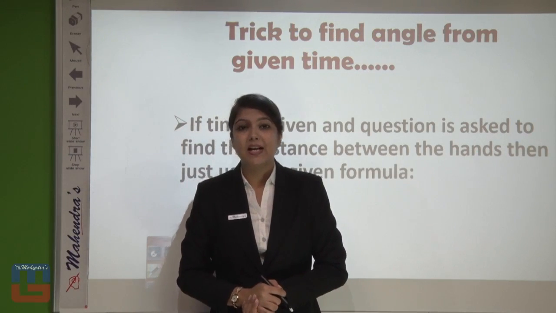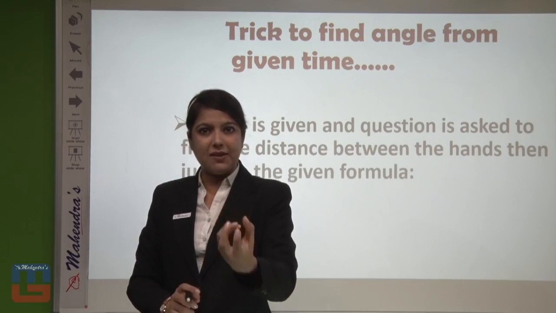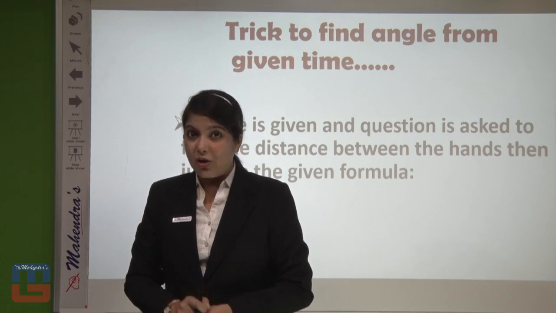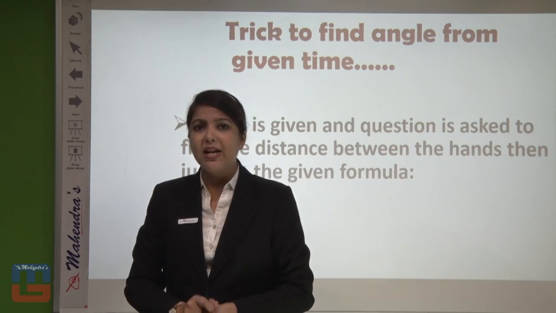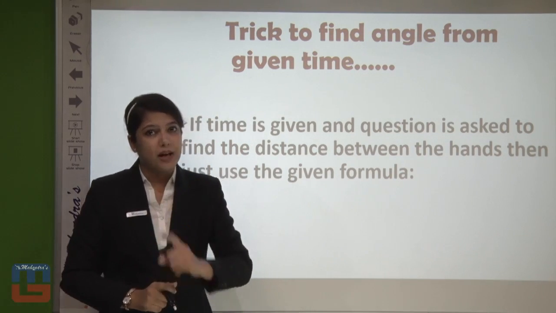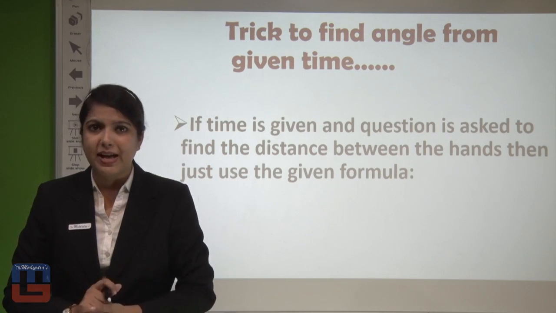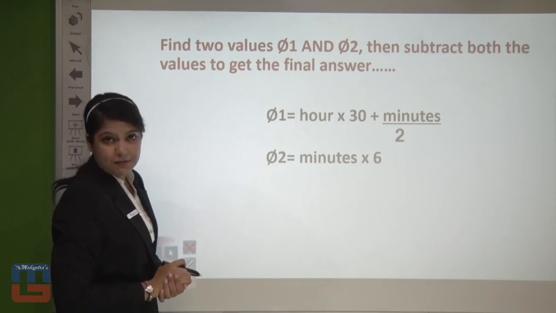Trick to find angle from the given time. A time value would be given to us and then we have to find out the angle. Now if we take any time and we have to find the angle for that, we just have to use one formula. Just remember it, learn it, and you will be able to find the angle very easily.